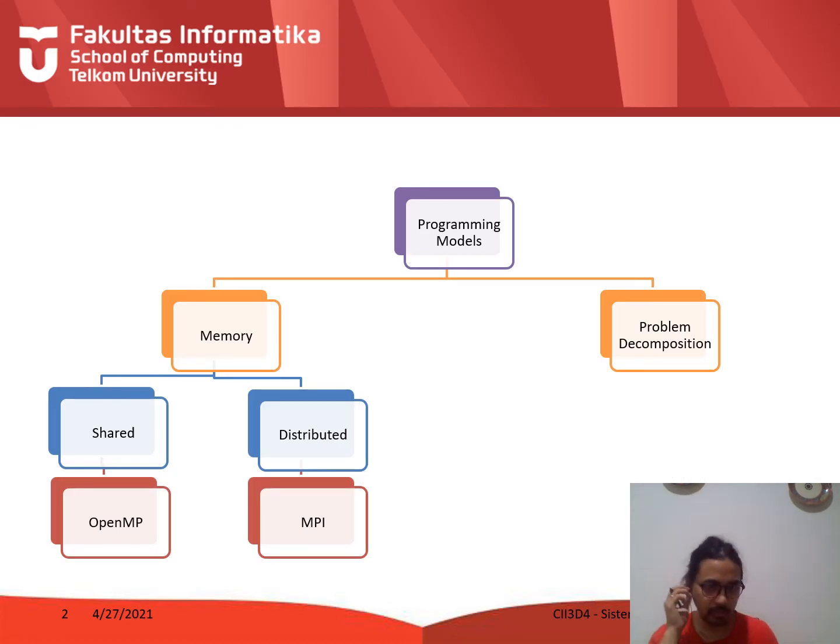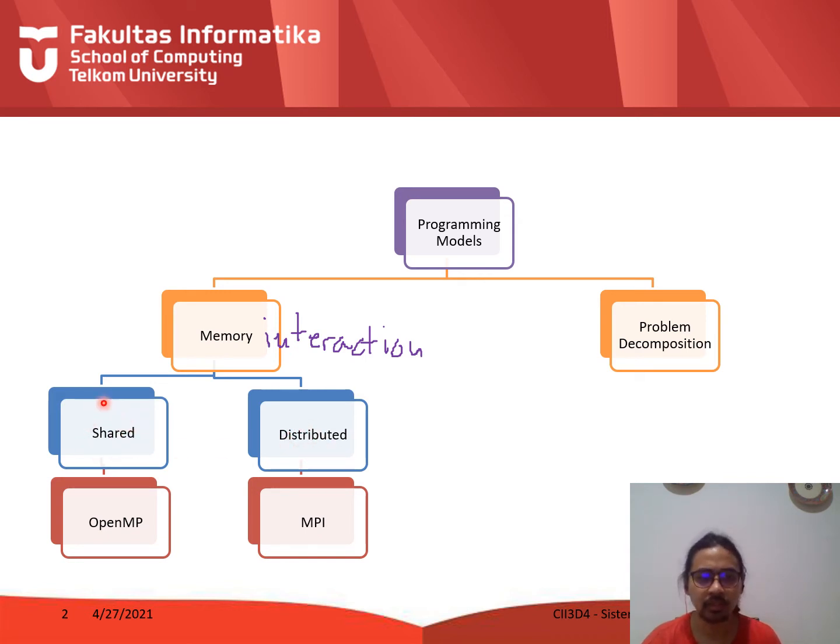So where are we now? Let's do a little recap if you forgot. We are talking about parallel programming models, and we have discussed the programming models based on memory. If you want to discuss based on memory, usually we also call it based on its interaction. So there are two types of interactions: a shared memory interaction and a distributed memory interaction.